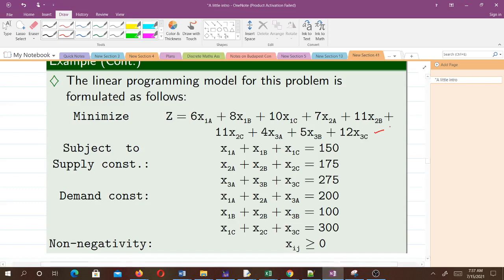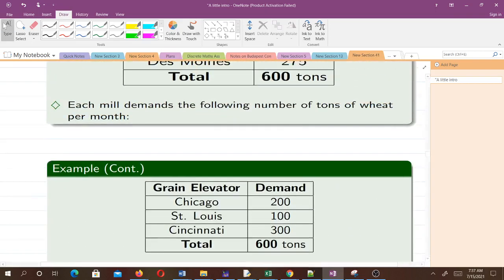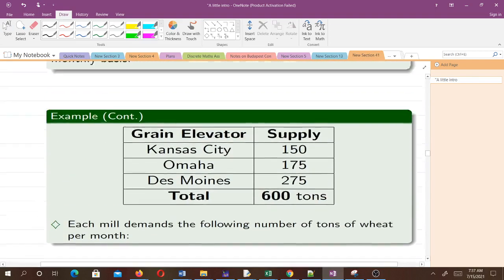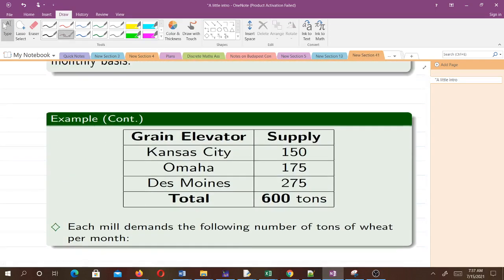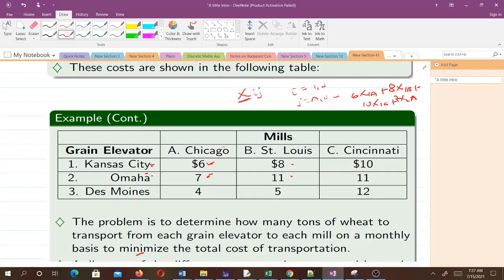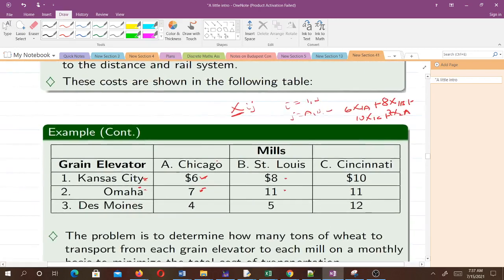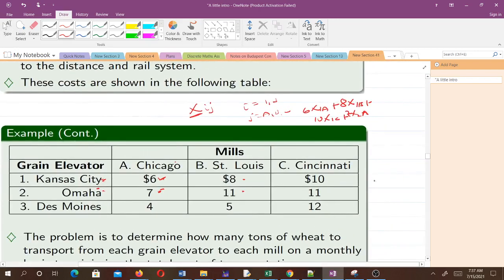So you should get how we formulate the objective function. Then this is subject to some constraints, that's the supply and demand constraints. So this is how we get the supply constraints. The supply Kansas City can have is 150, that of Omaha is 175, and that of Des Moines is 275. So when it comes here, Kansas City can supply a maximum of 150.